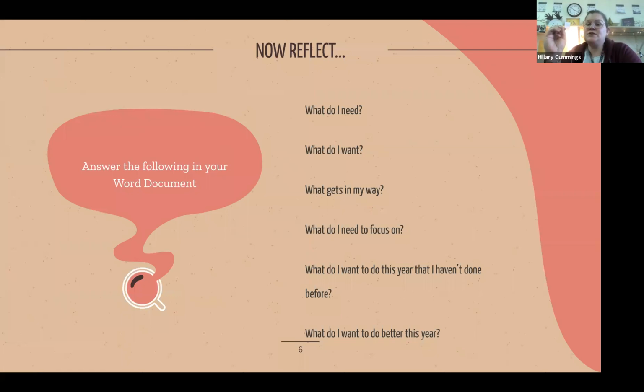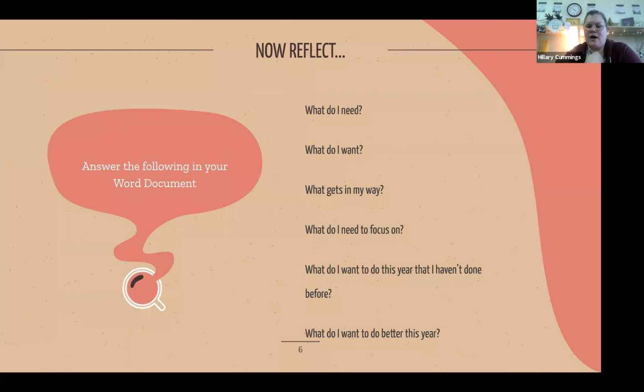So the questions are, what do you need? Of course, all human beings need food, air, and water to live. But what do you need as a human being? Do you need companionship? Do you need friendships? Do you need to have a certain amount of time that's just for you every day? What do you want out of life?